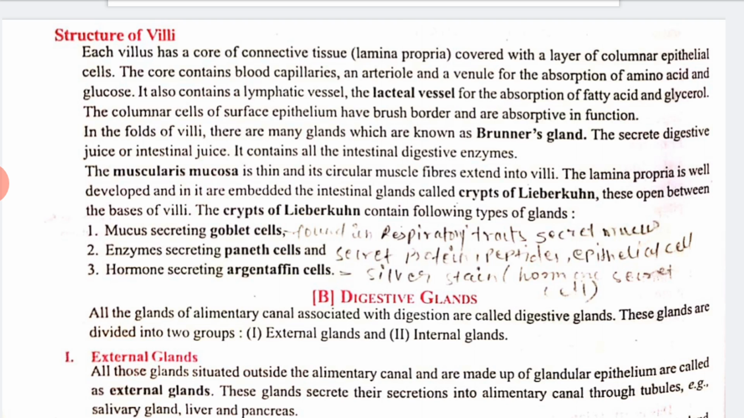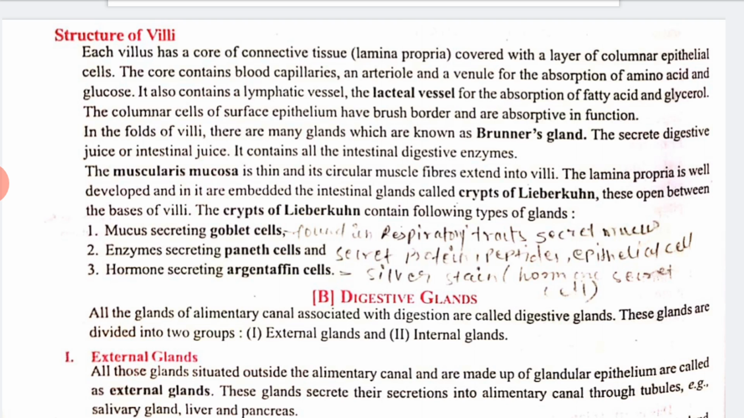Each villus has a core of connective tissue. They are made up of connective tissue covered with a layer of columnar epithelial cells. The core contains blood capillaries and arterioles and venules for the absorption of amino acids and glucose. It also contains lymphatic vessels, the lacteals, for the absorption of fatty acids and glycerol. The columnar cells of the surface epithelium have a brush border and are absorptive in function.